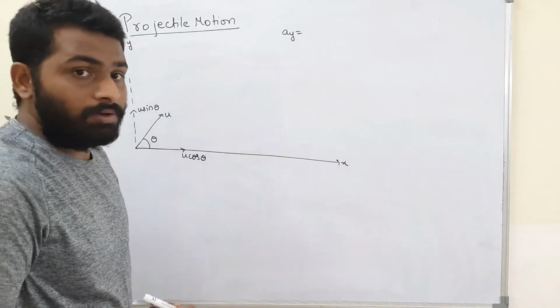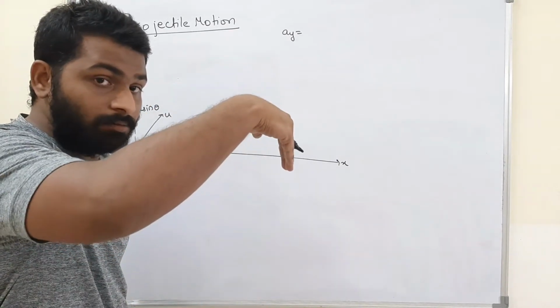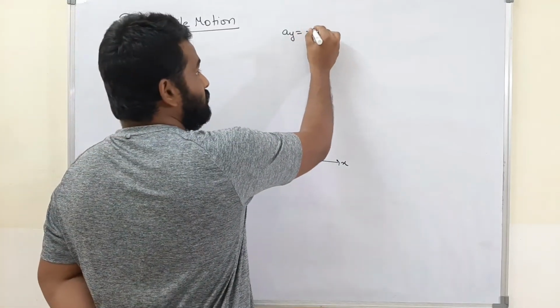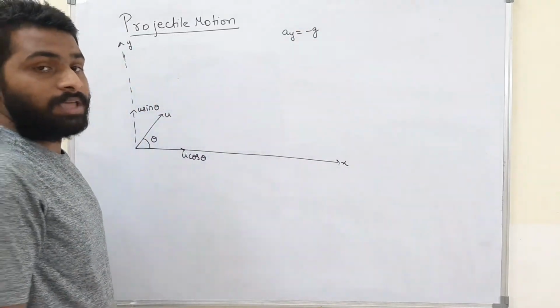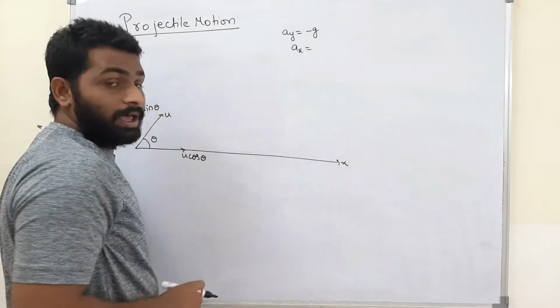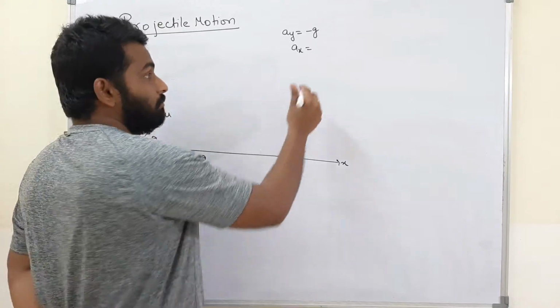What is the acceleration along the y-axis? The acceleration is nothing but the acceleration due to gravity that is acting downwards. Therefore, the acceleration along the y-axis is minus g. And what is the acceleration along the x-axis? Along the x-axis, the acceleration is 0.